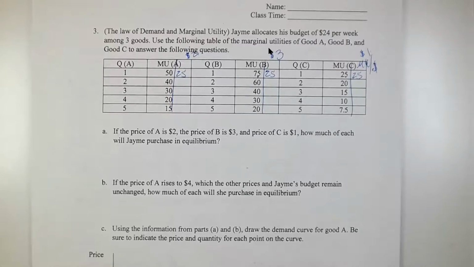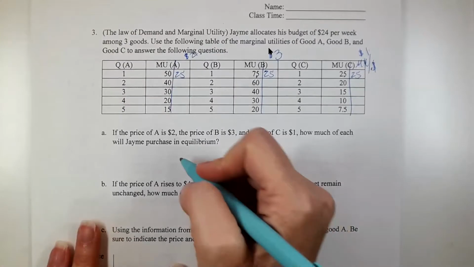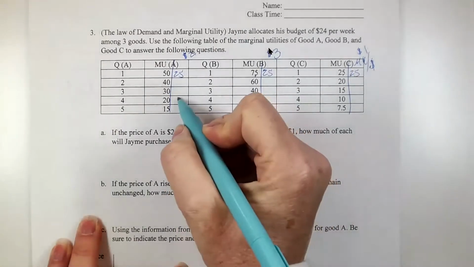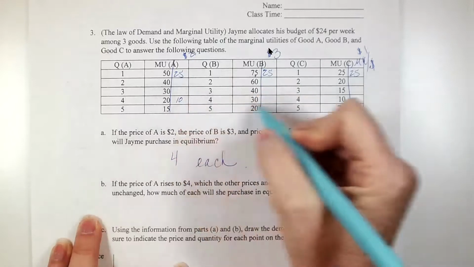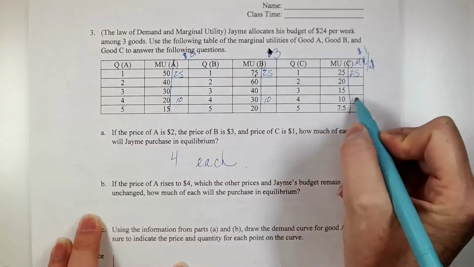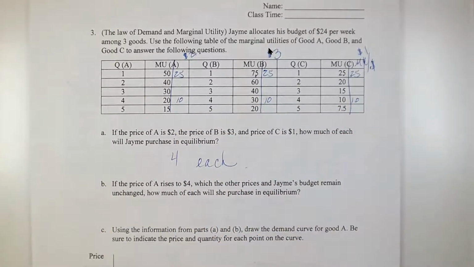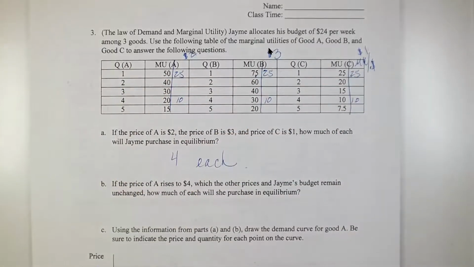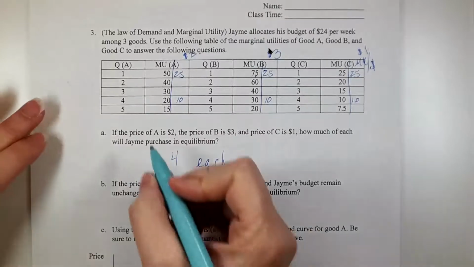Four units of each. That is correct. Thanks, Ariana. We would have found a marginal utility per dollar of 10, 10, and 10 here. We could have tried out all the different combinations, right? We had marginal utility per dollar across all 3 that were the same. And then you just had to do the math.